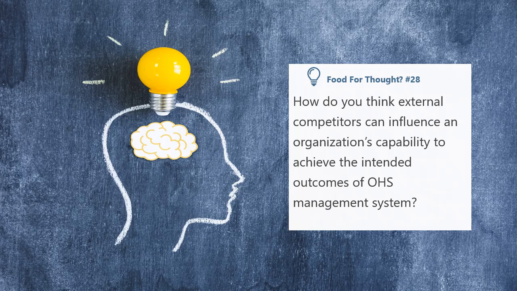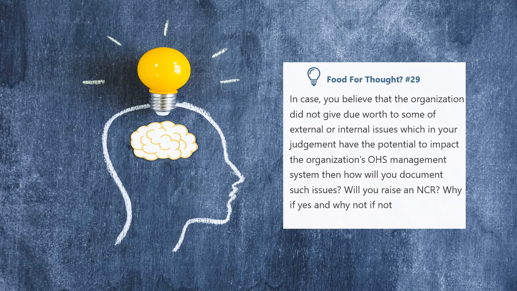So it's your job as an auditor to see if the organization has rightly identified the external issues. In case you believe that the organization did not give due worth to some of their external issues, which in your judgment must have or potential to impact the organization's OHS management system, then how will you document such issues?